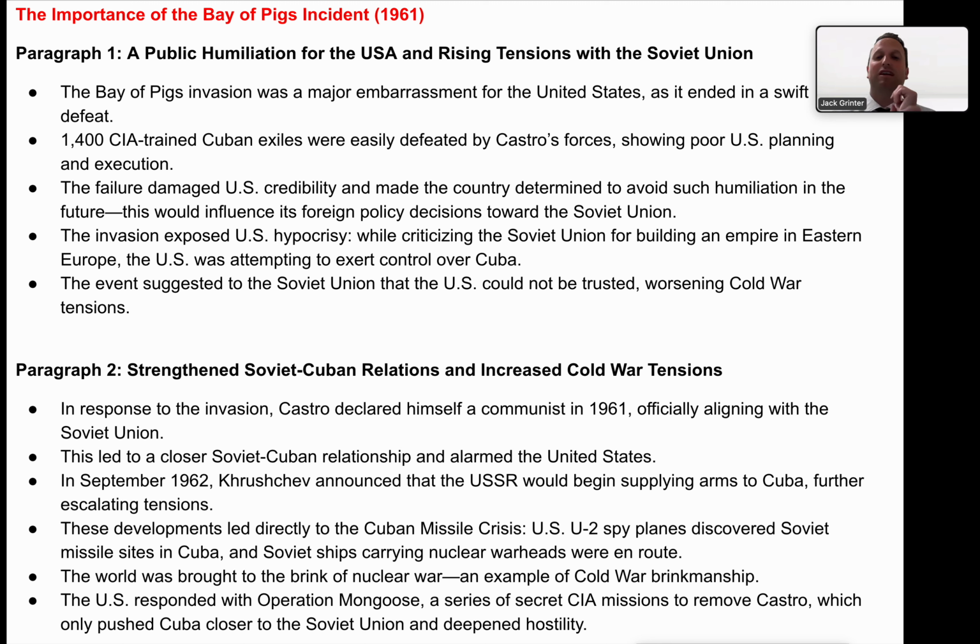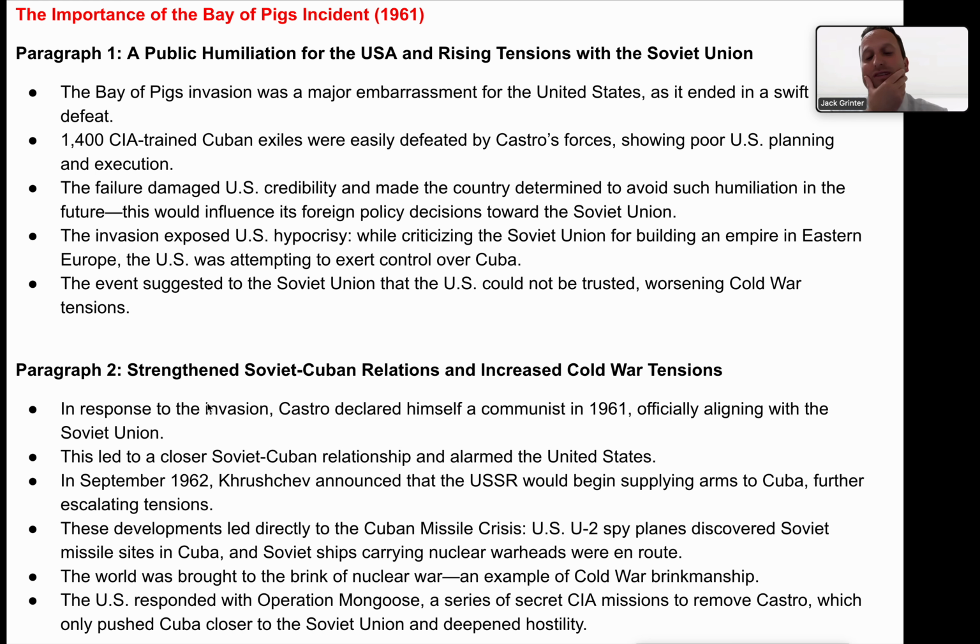And I'd say with this one, it was a public humiliation for USA, worsened Cold War tensions, looked like the United States were hypocrites. They've been criticising the Soviet Union, like in 1956, for invading Hungary. Well, the United States have done a similar thing here, haven't they? And I know it's not the US Army that's actually done it directly, but it's a similar thing, isn't it? They've tried to essentially take over another country, haven't they, through these Cuban exiles?